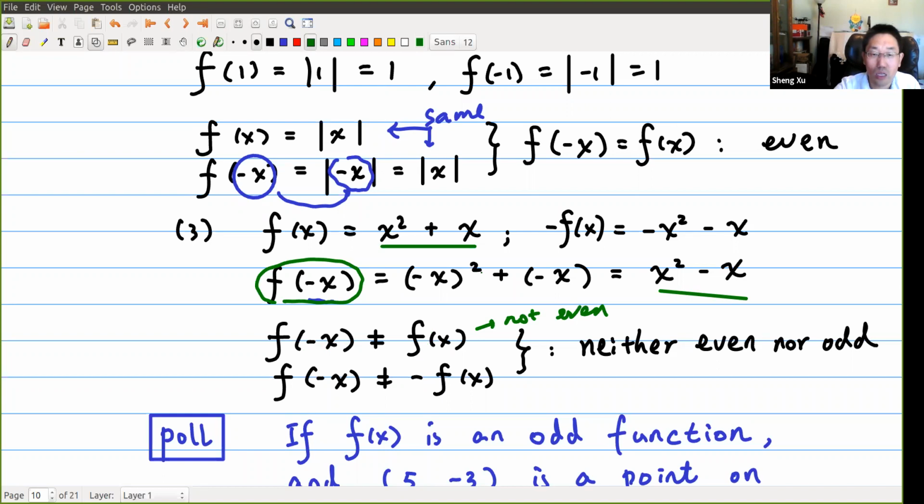Similarly, when you look at f of negative x, which is x squared minus x, but negative f of x is equal to negative x squared minus x. Here is the negative x, but here the x squared is different from negative x squared, right? So f of negative x is not the negative of f of x. This means the function is not odd either. So in this case, this function is neither even nor odd. Make sense to you? So before I take a break, let me launch this poll here.